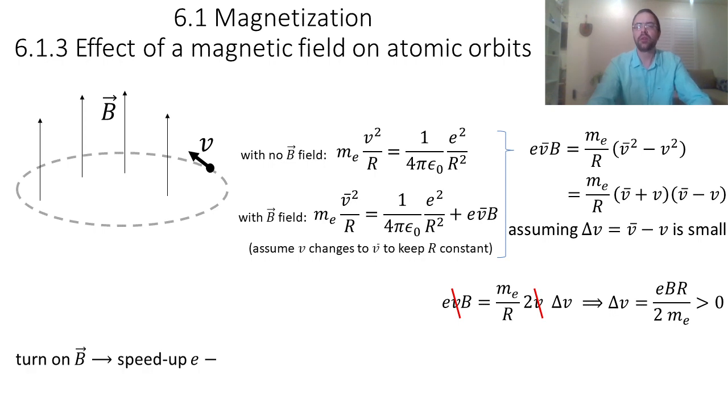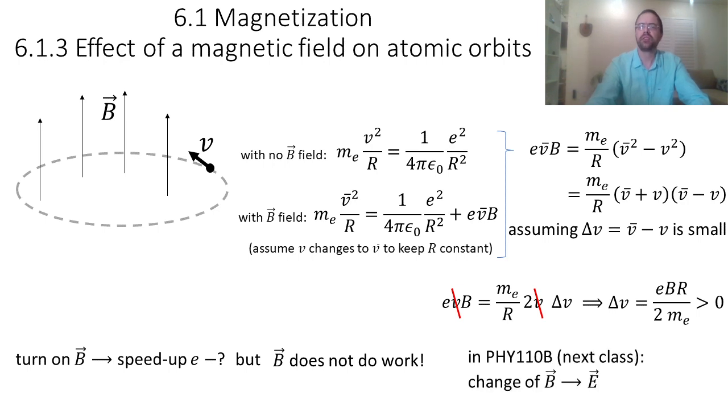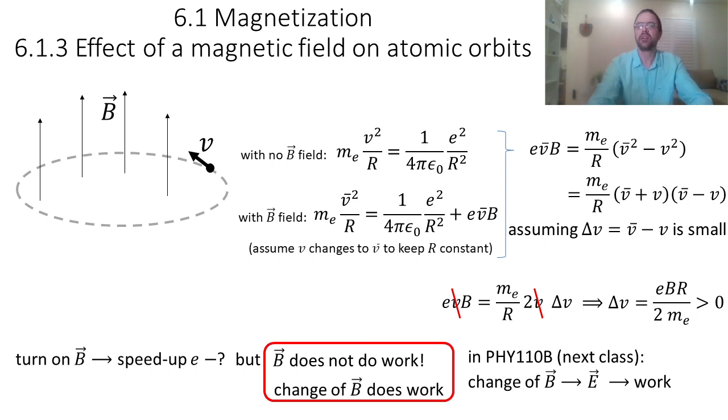So in summary, when we turn on the B field, then delta v is positive, which means that the electron speeds up. But really, is that possible? How can the electron accelerate if the magnetic field does not do work? In fact, we will see in the next class that a change of B field induces an electric field, and then the electric field can do work on the charged electron. So in fact, there is no contradiction. B does not do work, but the change of B does work.